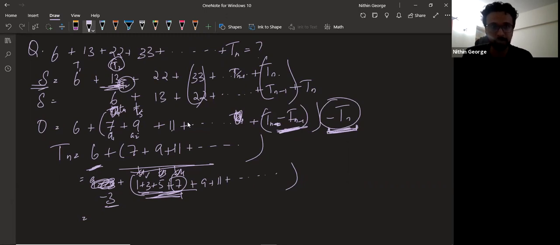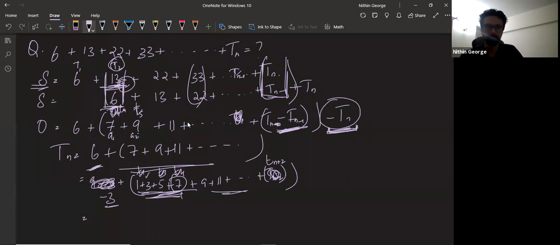Okay, 7 comes from here, the second term. And if this is the nth term here, this will be the n plus 2th term. So T of n plus 2 of this series, this will be small t of n plus 2. Tn plus 2 is this.